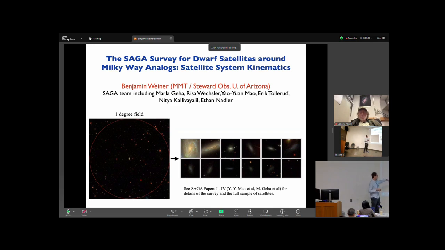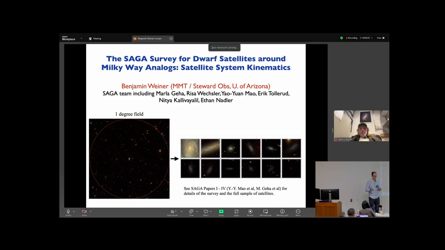You can't see it very well, but this is a picture from Sloan. It's a degree-size field. In the center is an NGC galaxy that's about 30 megaparsecs away. What we do is we take spectra of a lot of stuff in the field, and we find some satellites of it, which are the little postage stamps over on the right. There are several papers, particularly led by Yao-Yuan Mao and Marla Geha, that have been published that give a lot of details of the survey and the full sample of the satellites. So that's the boring title.